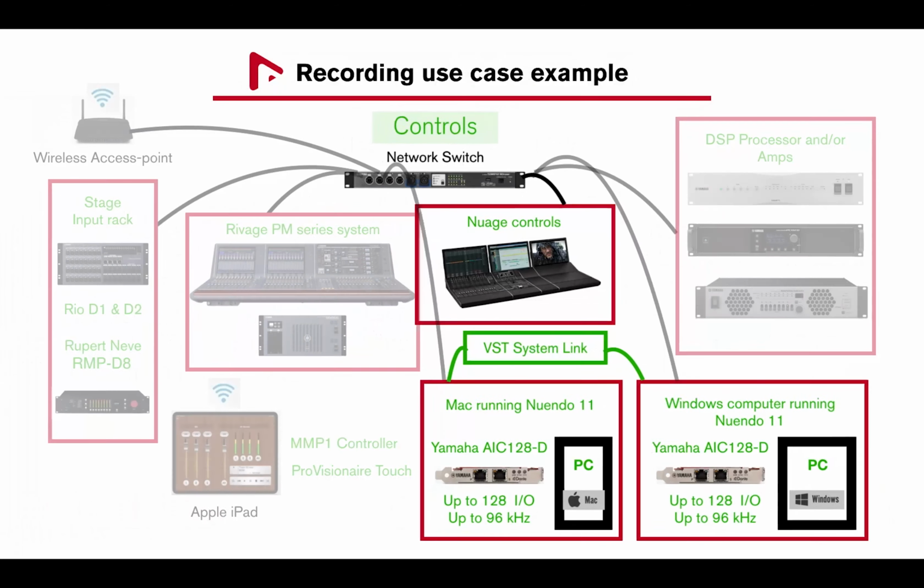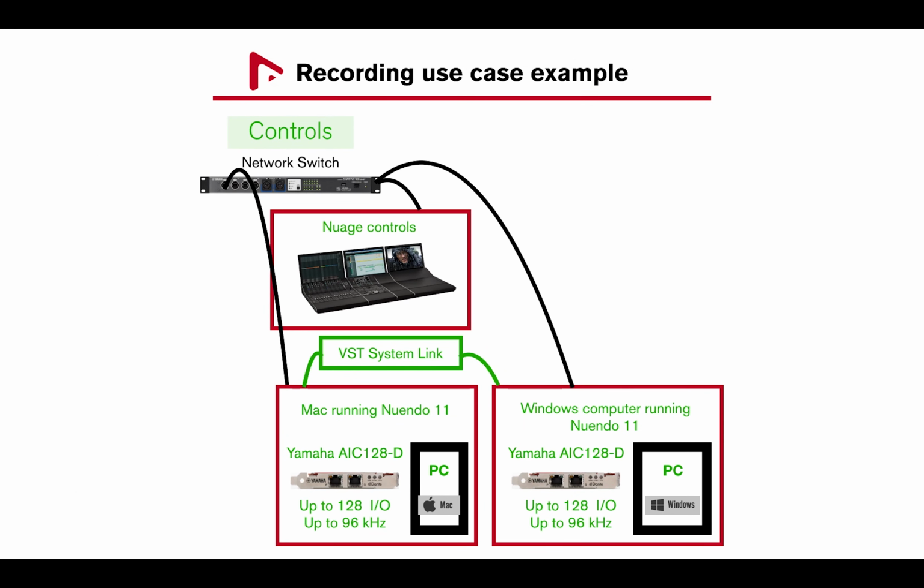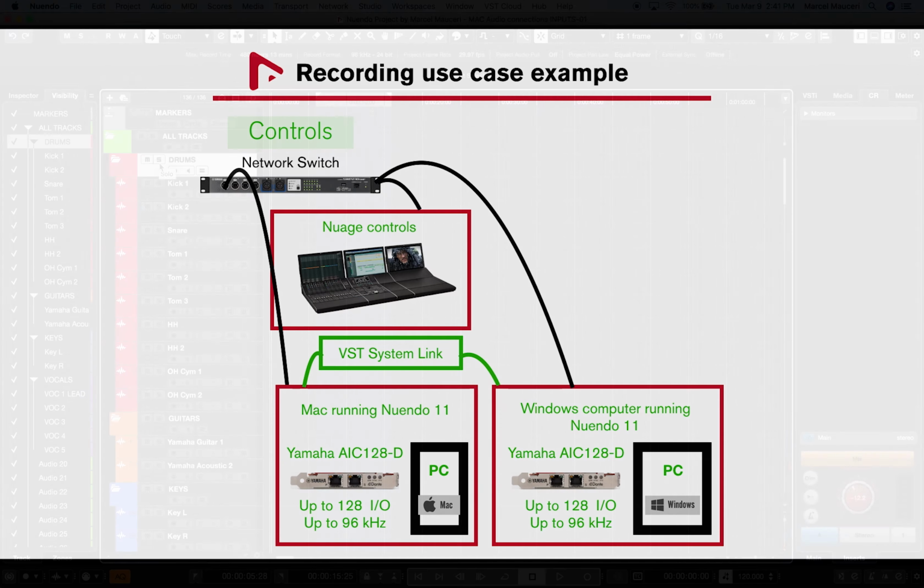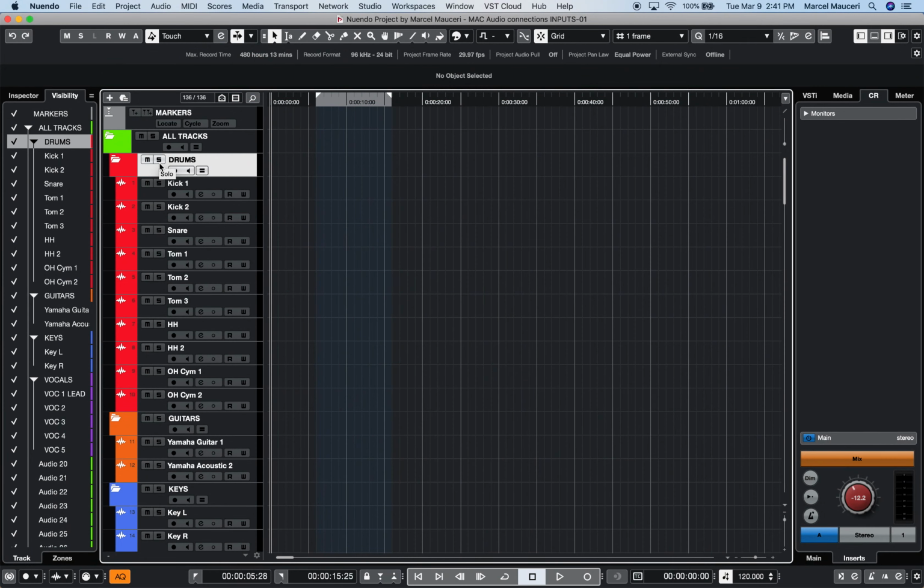So let's take a look at the VST System Link setup in Nuendo 11. First, let's take a look at the Mac computer. I already have a project open with 128 inputs and audio channels, different folders, including an all tracks folder, to engage recording and monitoring on all the channels, as well as a marker track.